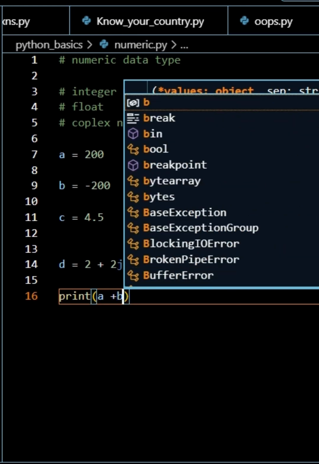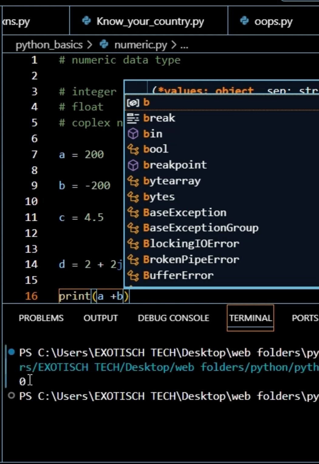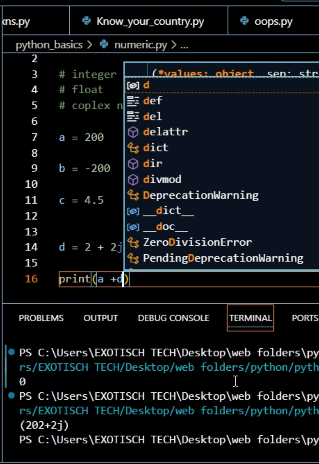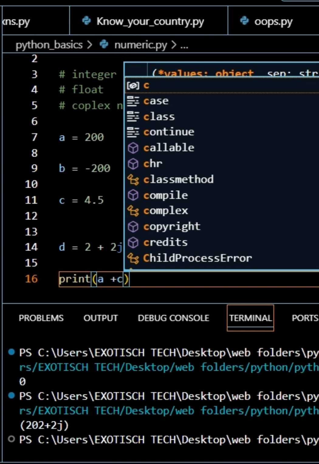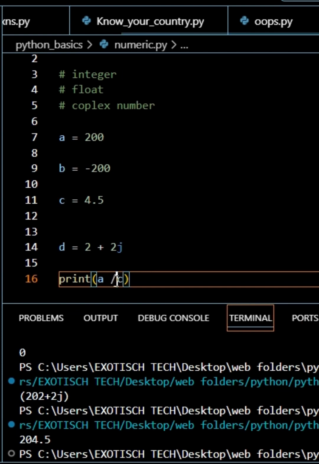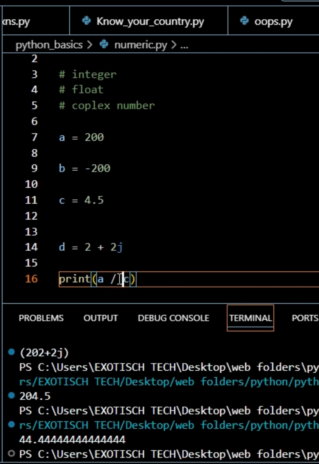Okay, so let's see what we have when you add two integers, say a and b. So obviously when you subtract 200 from 200, you're definitely going to be getting a 0 for an answer. Okay, and of course when you add an imaginary number or complex number to an integer, you should be having a complex number. So these are some of the operations you can perform using the numeric data type.